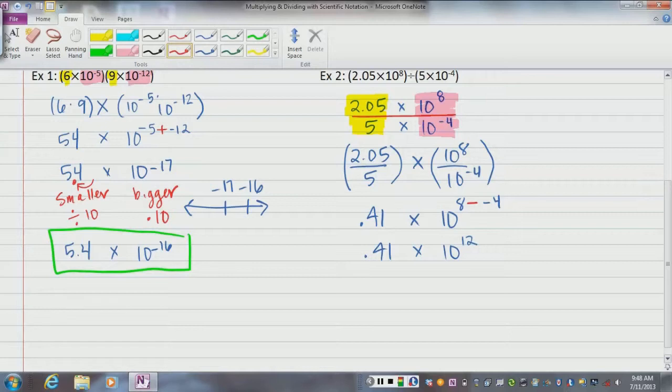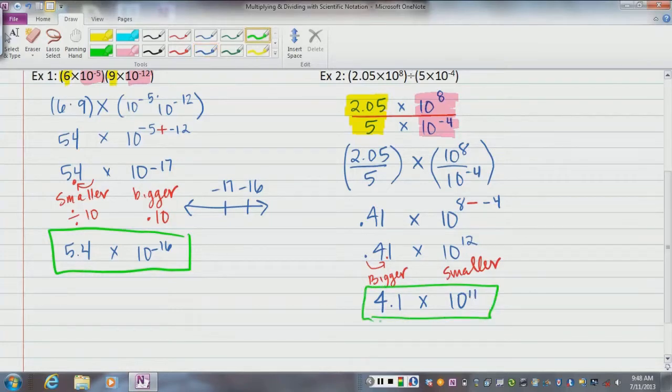I need this 0.41 to become 4.1. I need to make it bigger. And to balance that, I need to make this 10 to the 12th smaller. To make it bigger, I'm going to multiply by 10. To make it smaller, I'm going to divide by 10. Again, there's no net change. We're just rewriting our answer in a different format. So I end up with 4.1 times 10 to the 11th. That is in scientific notation, and that is our final answer.